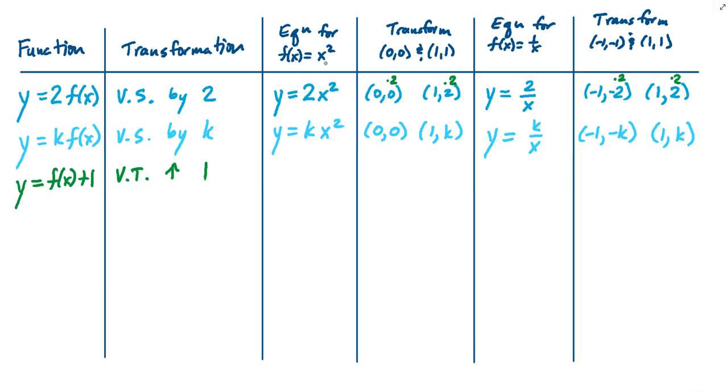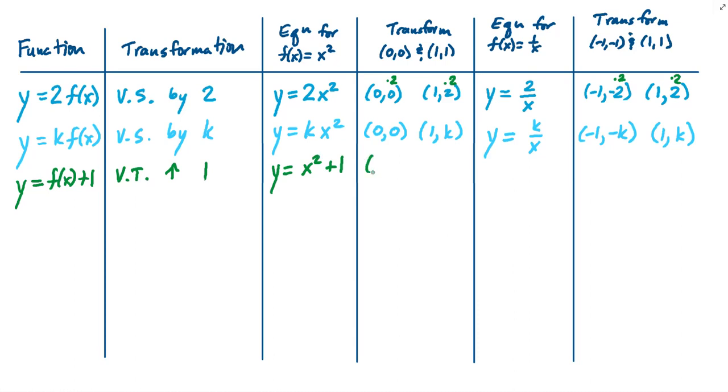Now, what would the equation look like for f of x equals x squared if we had this transformation? Well, f of x is x squared, so we would have y equals x squared plus 1. This is the equation that is f of x plus 1, where f of x is equal to x squared.